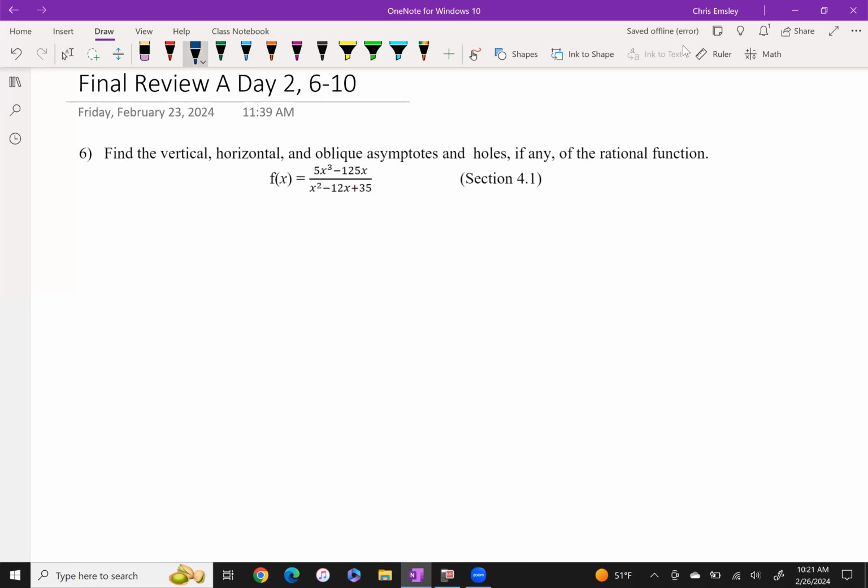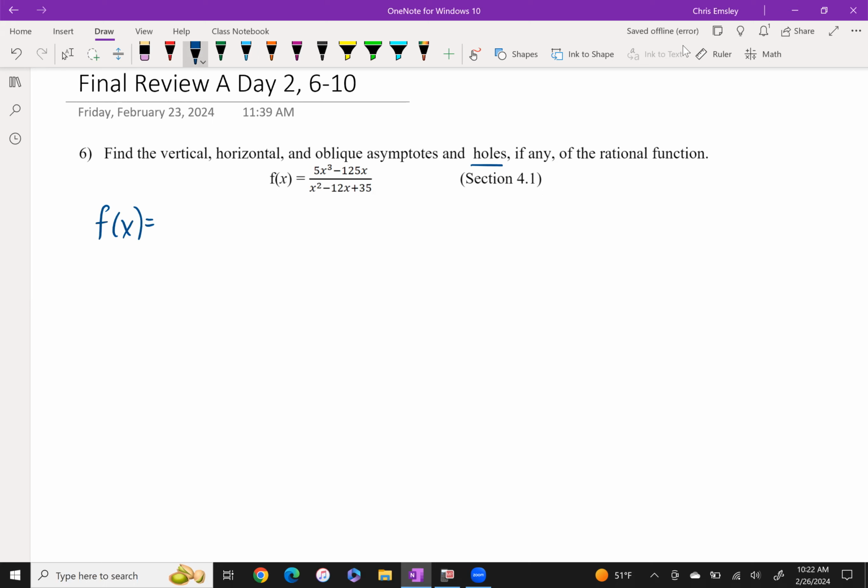Okay, for number 6, they're asking us to find the asymptotes and holes, if any, in this rational function. Even though it asks for it last, we need to talk about holes first. And in order to find any holes, we need to factor the top and bottom of this rational function that we've been given.